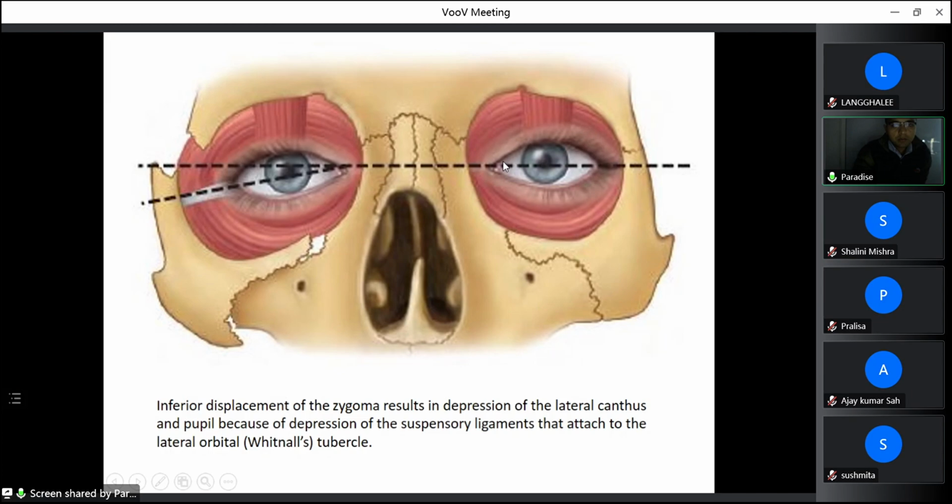Clinically, we have to compare the position of the contralateral side. The position of the normal side, we have to compare with the position of the globe on the fractured, the traumatized side. If the position of the eyeball or position of the pupil is not at the same level, if the eyeball is displaced more inferiorly, this condition is known as hypoglobus. So in case of ZMC fracture, you may find hypoglobus.